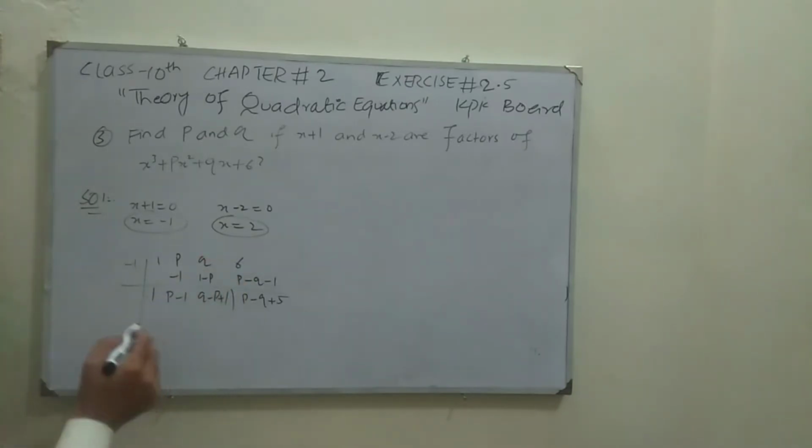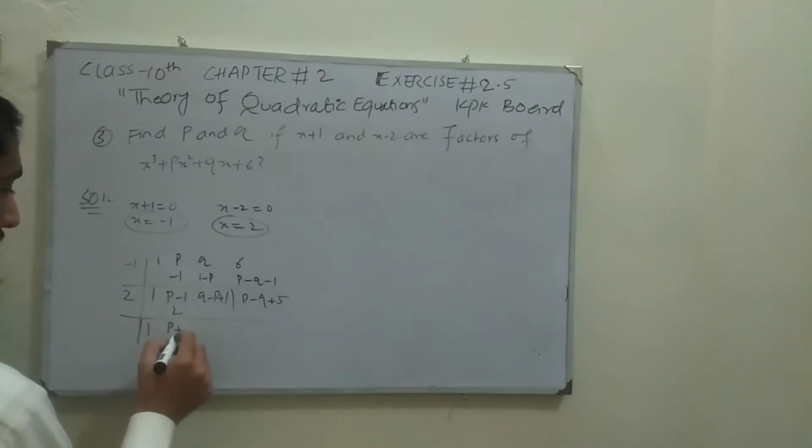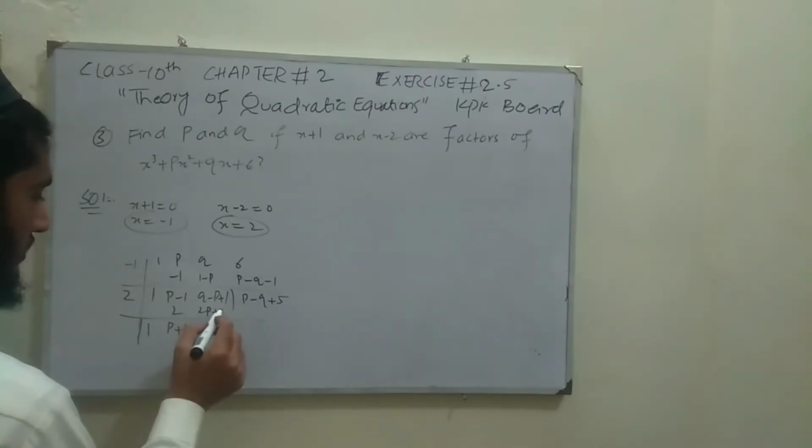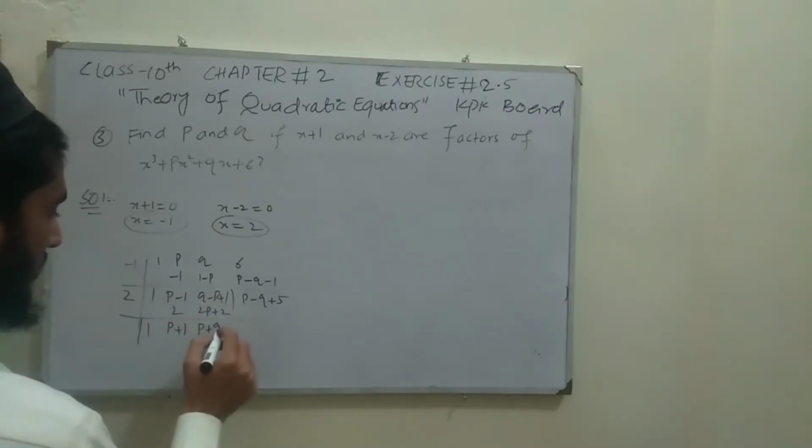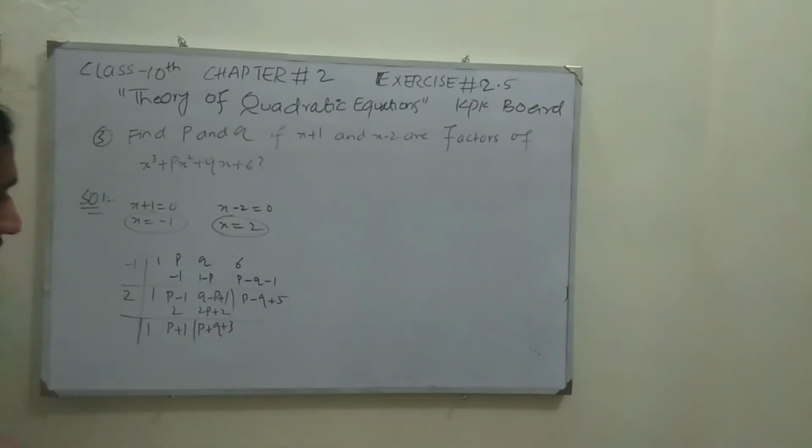Then take the second root 2. Apply the synthetic division formula. 1 comes down the same. 2 multiply 1 gives us 2. So p plus 2, 2p plus 2. So 2p minus p gives us p. And q plus 2 will come down the same. 2 plus 1 gives us 3. This is the remainder here.